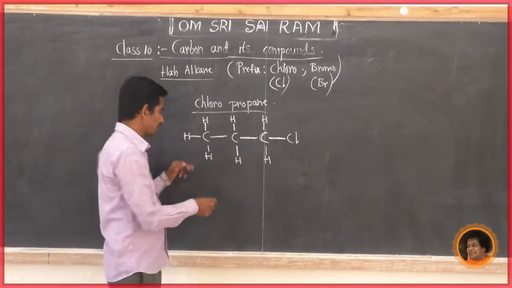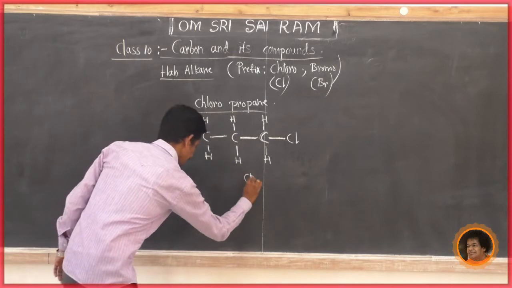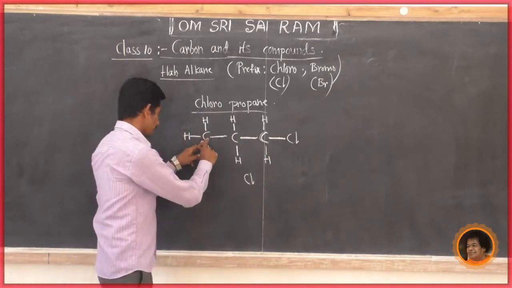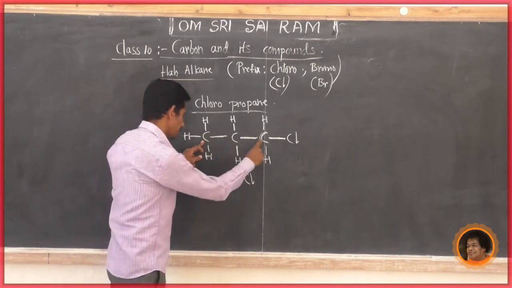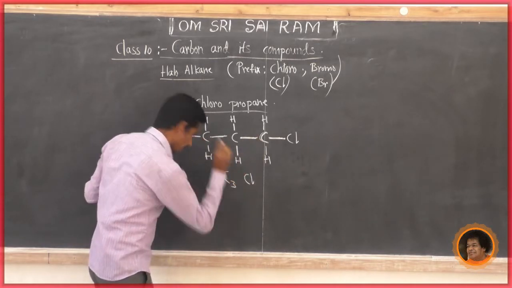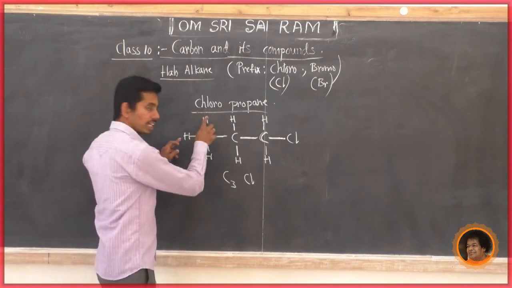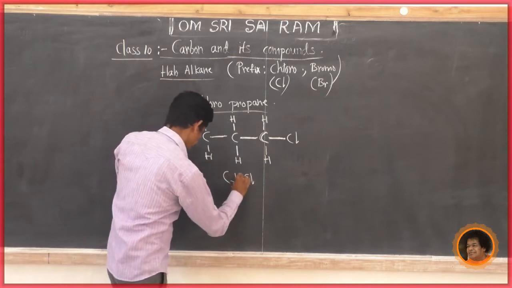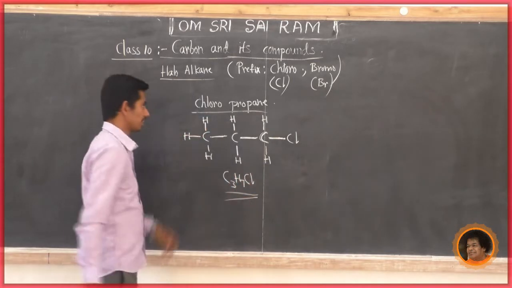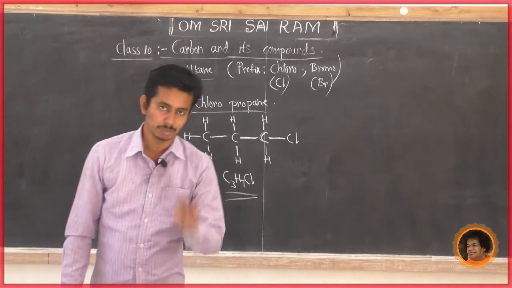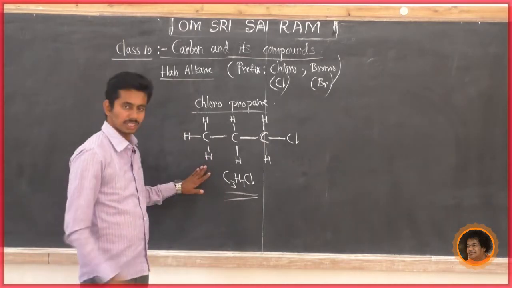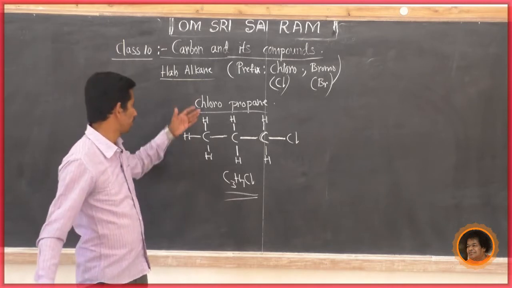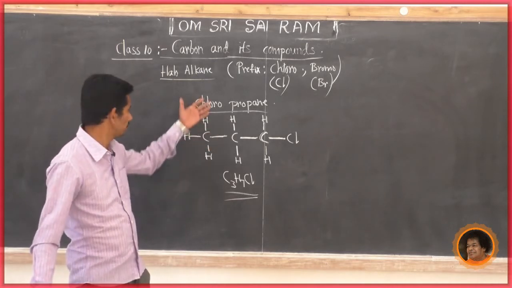From this, write the molecular formula. First write the functional group: Cl. Now count the number of carbons: 1, 2, 3, that is C3. Then count the hydrogens: 1, 2, 3, 4, 5, 6, 7. So C3H7Cl is the molecular formula of chloropropane. In the same way, for chlorobutane, chlorohexane, chlorooctane, we can write the molecular and structural formula by this method.